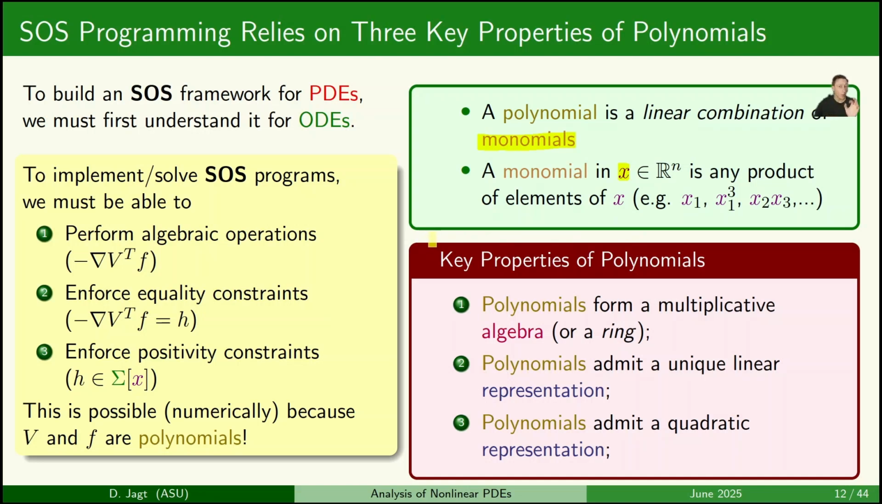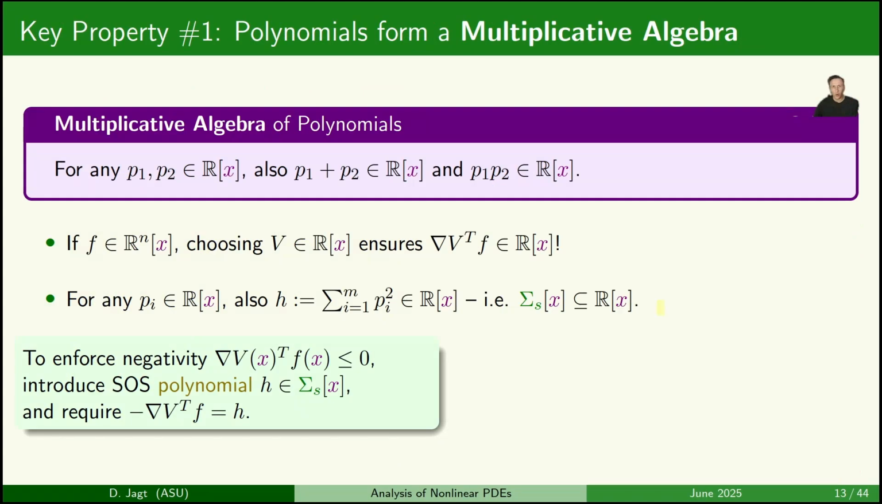In particular, polynomials form a multiplicative algebra, which allows us to perform these algebraic operations. Polynomials admit a unique linear representation, which allows us to enforce these equality constraints. And polynomials admit a quadratic representation, which allows us to enforce these positivity constraints. I will go into a bit more detail on each of these three key properties next, starting with this first property. Polynomials form a multiplicative algebra.